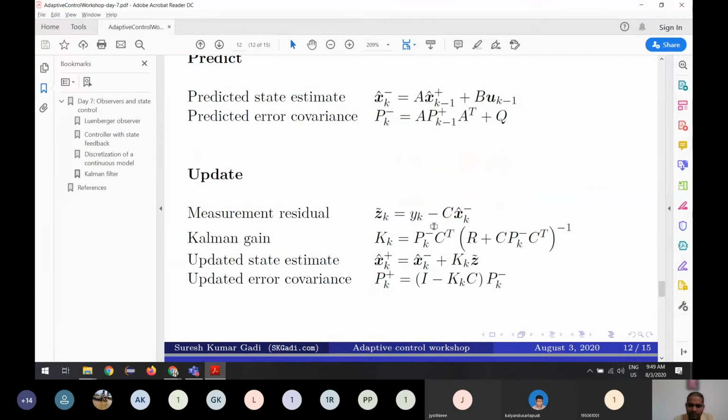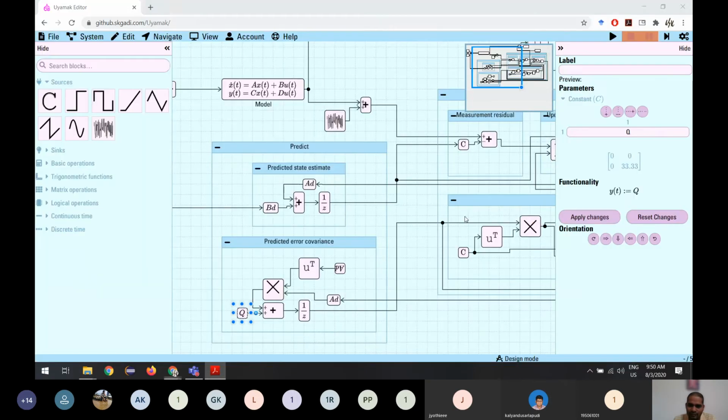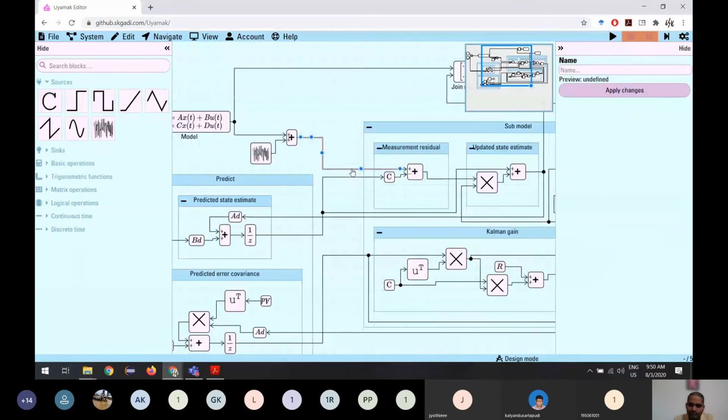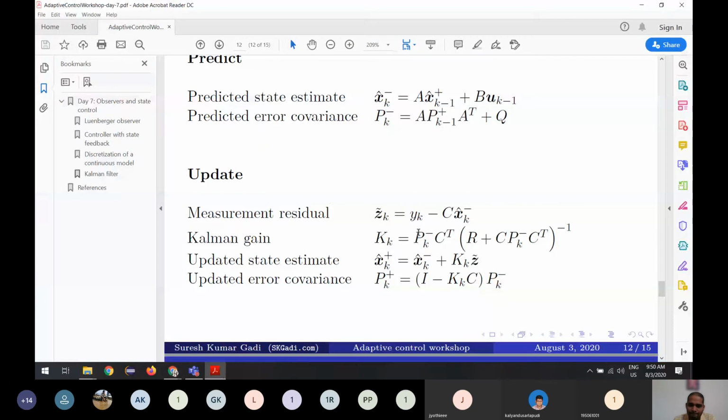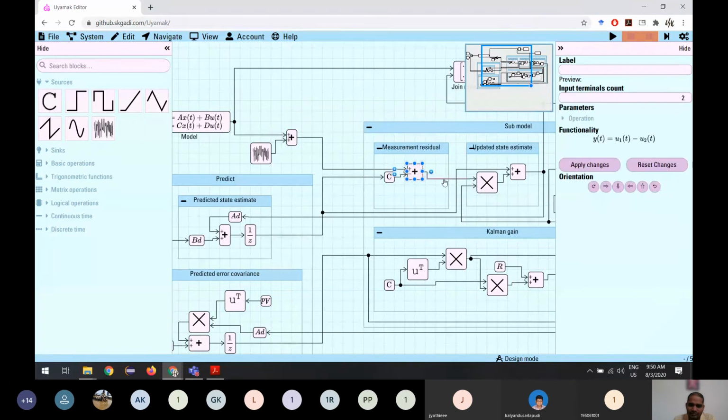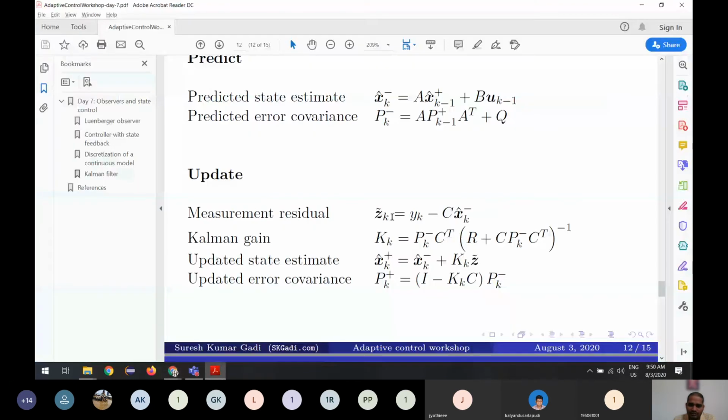These are very simple. For example, the measurement residual is the sum of two terms, yk and this one. yk is the output we are receiving, and the other one is C times x minus. If you see, x minus is coming from this one. So we take this and multiply it with C, and we get the output, this Z. And then the Kalman gain. So we have this to implement.